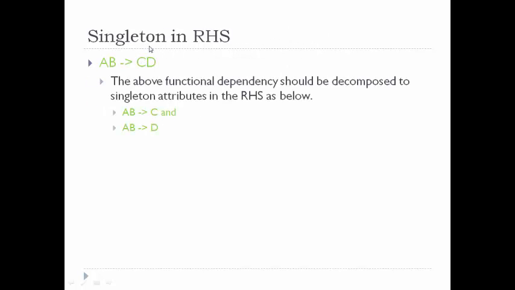So, the first step is to find the singleton attributes on the right hand side. Let us consider the functional dependency AB tends to CD. Now, we are going to divide this CD into two functional dependencies. We call this operation decompose. We are just dividing this as AB tends to C and AB tends to D. In Armstrong axioms, this comes under decomposition.